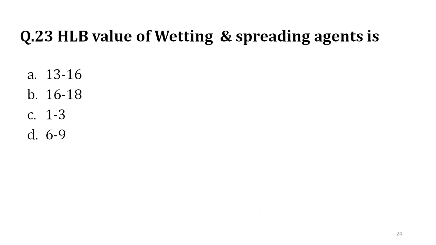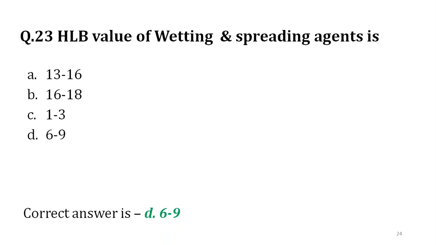The HLB value of the wetting and spreading agent is, again, you have to just remember the HLB scale. Option A is 13 to 16, option B 16 to 18, option C 1 to 3, and option D is 6 to 9. So the correct option is D, 6 to 9.